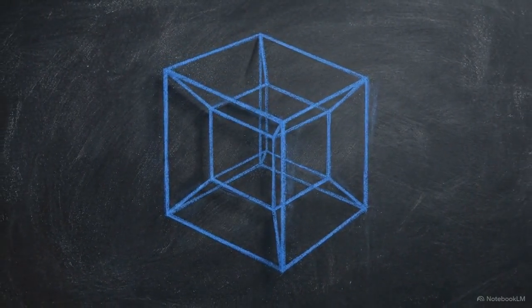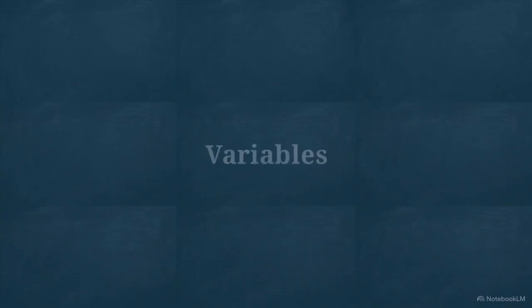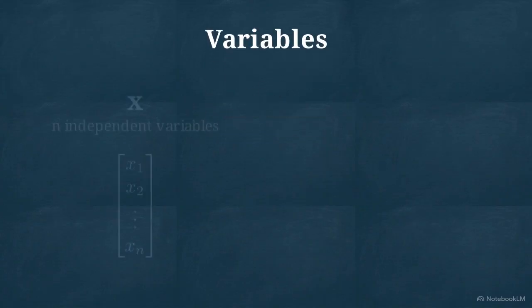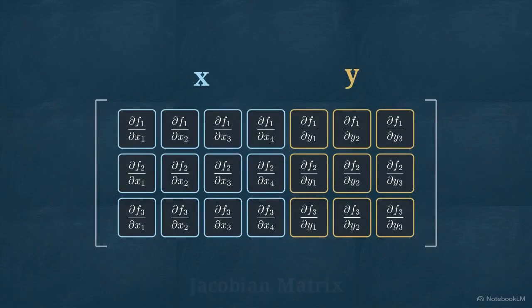Here is how Rudin builds the model. This text defines the theorem setup. We are looking at a system of equations mapping a large multidimensional space into a smaller one. Rudin splits the variables into two categories. We have n independent variables, labeled x, and we have m target variables, labeled y, which we want to solve for. Taking the derivative of the system forms a Jacobian matrix of all first-order partial derivatives.